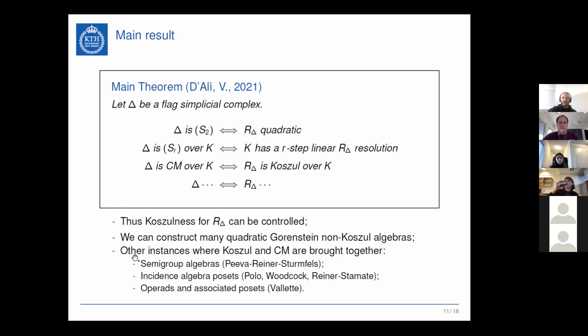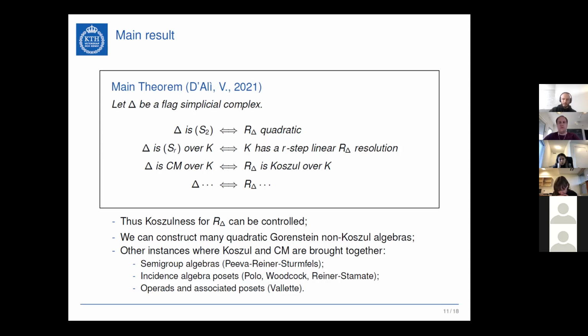And yeah, let me just mention that this is not the first time in the literature where the words Koszul and Cohen-Macaulay appear together in a statement, although this case does not contain, and is not contained in, any of the instances that I will mention here. Something similar has been proved for semigroup algebras by Peeva, Reiner, and Sturmfels. It has been proved for incidence algebras of posets by Woodcock. I also recommend an article by Reiner and Sam Ate in which they generalize these two approaches. And on a very abstract and much more general level, it has been studied by Bruno Vallette on properties of operads and their associated posets. So this is a very, very abstract algebraic type of result.